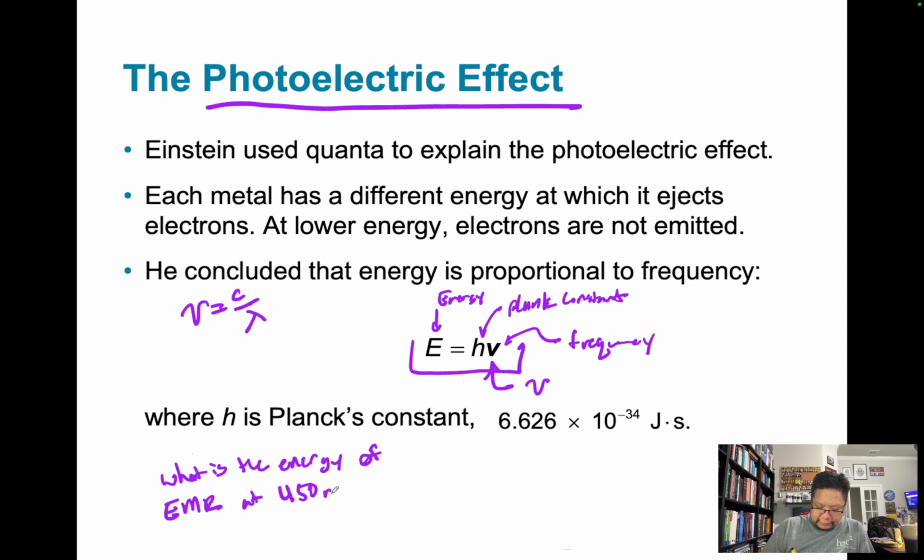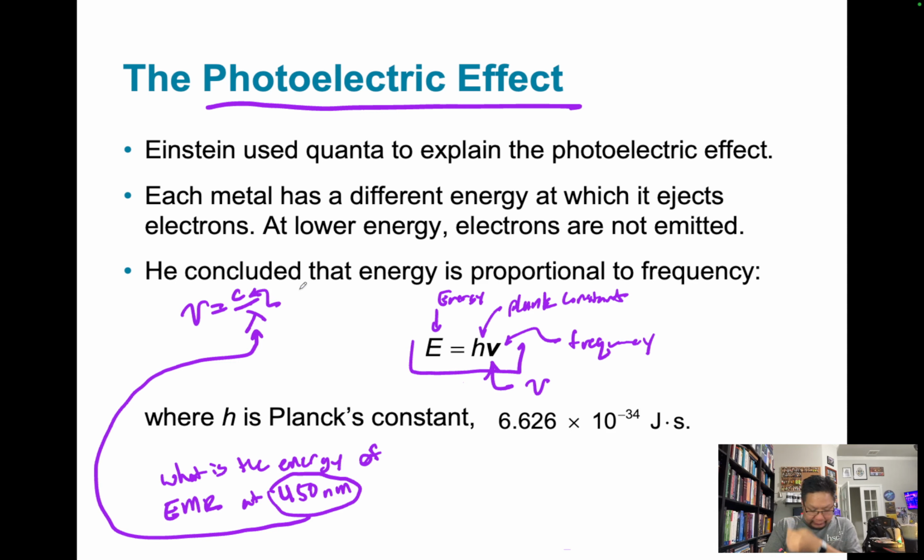At 450 nanometers, okay? And so all you really have to do is take the 450 nanometers and plug it in for lambda, right? And then for the speed of light, which is what we talked about in the previous slide, that was 3.00 times 10 to the 8 meters per second. Plug it in, and then you get the nu, or the frequency, right? You'll solve for the frequency. And then once you solve for the frequency, you can plug the frequency in over here for that nu, right?